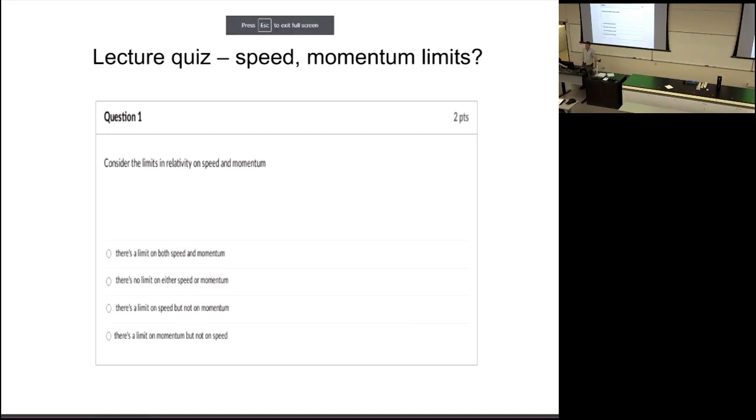Okay, so this asks you to think about speed and momentum in relativity. And it asks you, is there a limit on speed or not? Is there a limit on momentum or not? And so there's obviously, with two quantities, limit or not, four combinations. They both have limits, they both don't have limits, and the one does, one doesn't cases. So I'll give you a couple of minutes to think about that, and then we'll move on to energy.